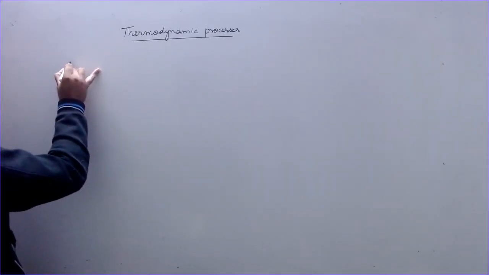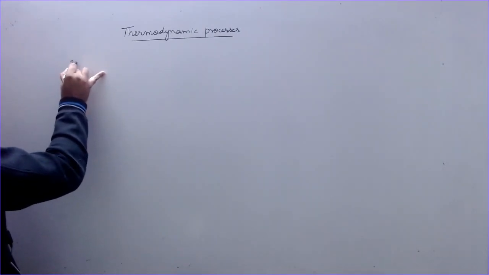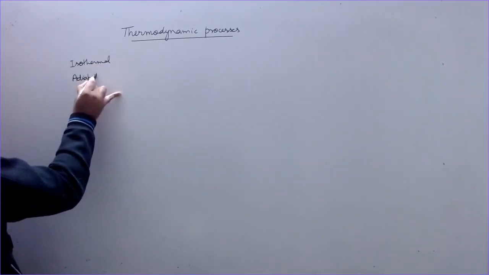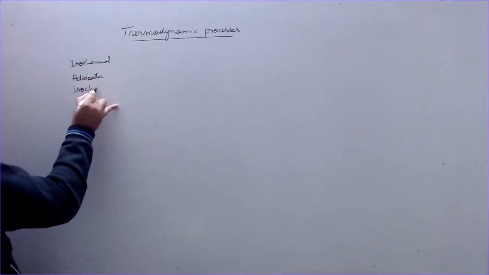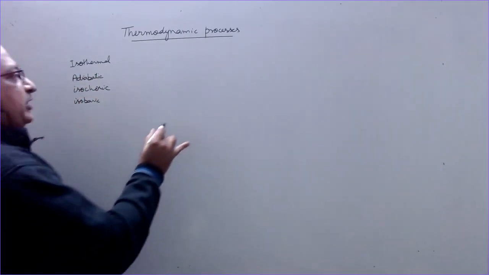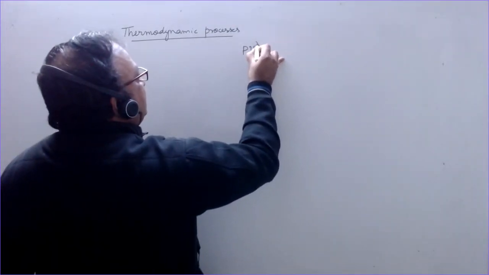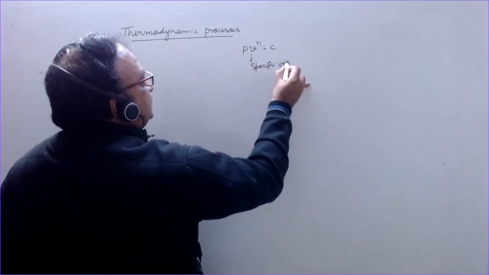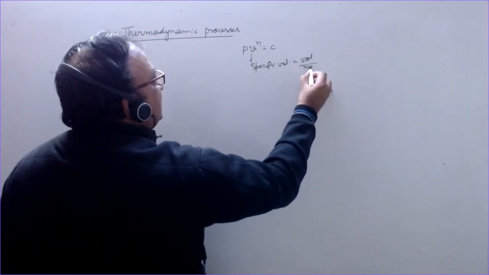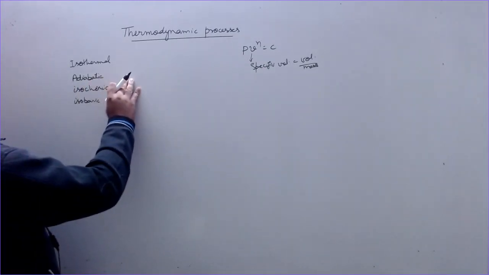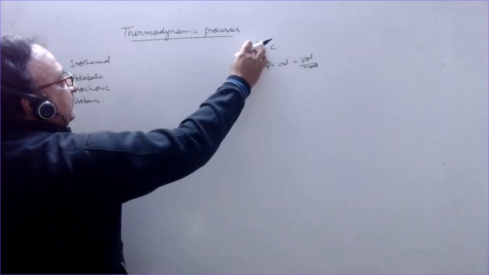What are the different types of thermodynamic processes? The isothermal process, adiabatic, isochoric, isobaric. The general polytropic process can be written as P V raised to the power n is constant. V here is specific volume, that is volume divided by mass, a specific property which is not dependent upon the mass. So these are different processes, and this can be defined by the value of n.